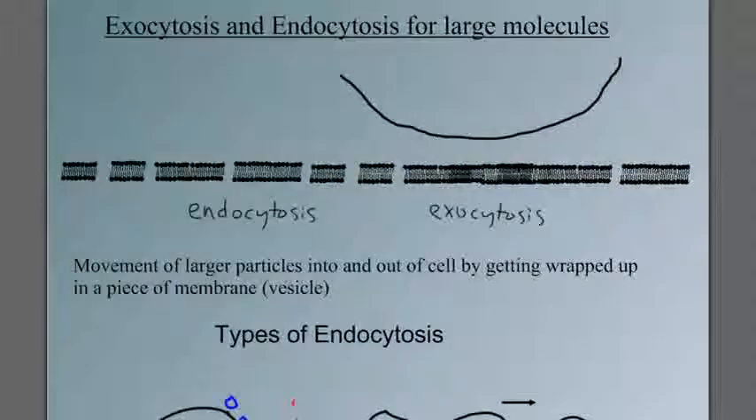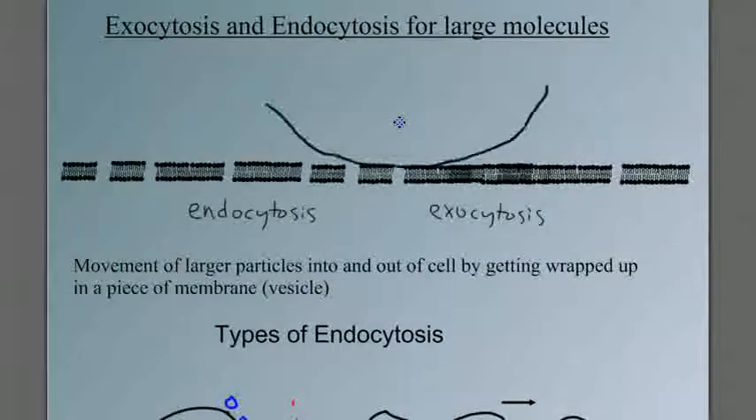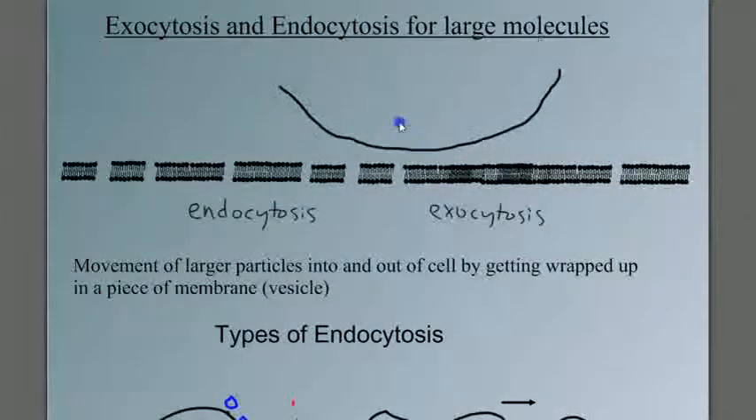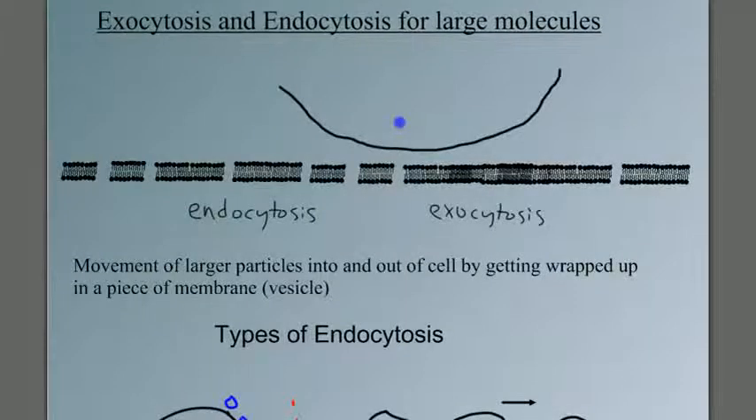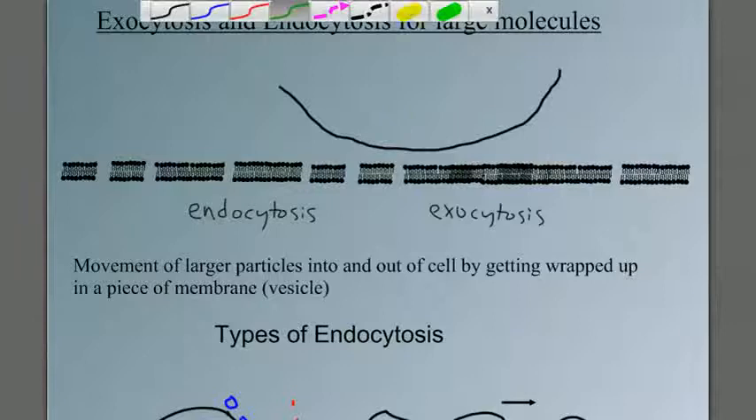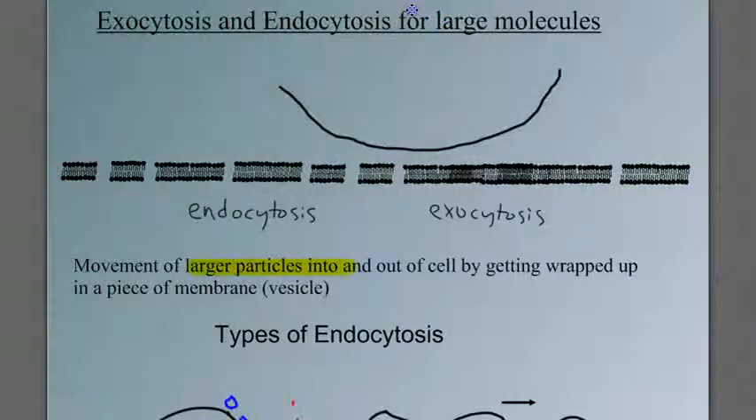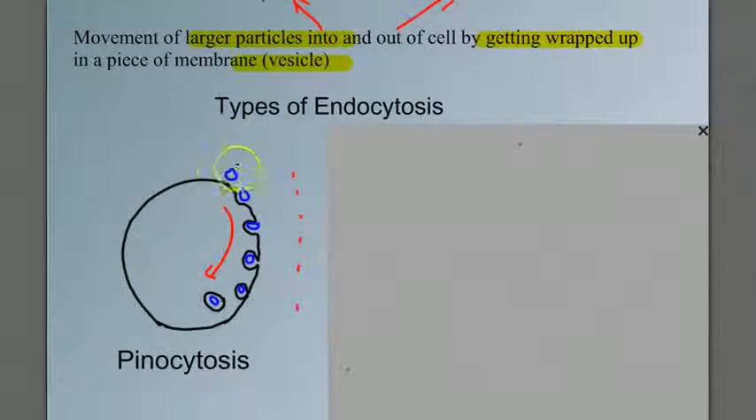So I've changed the scale here, and here's our large molecule. And the question is, can we get something of this scale through this membrane? And the answer is through endo and exocytosis, yes. The movement of large particles in or out of the cell, getting wrapped up in a vesicle, into the cell is endocytosis, out of the cell is exocytosis. So let's look at some pictures. First, let's look at endocytosis.